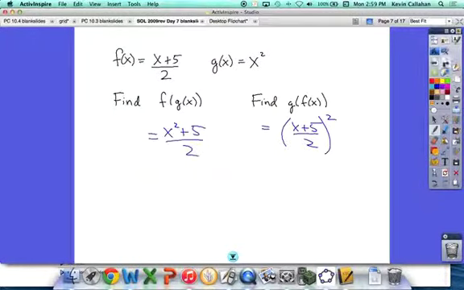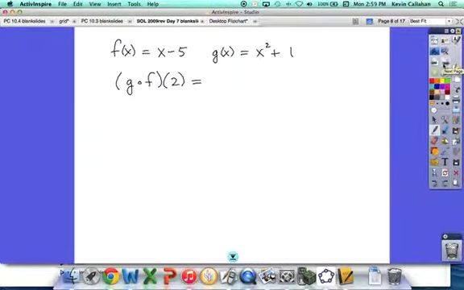Now, you might also get something like this, where it's actually not asking you for f of g of x or g of f of x, but they've got a number in place of the x. And that could actually be easier. G of f of 2, I would write like g of f of 2. And then, since I know what f of x equals, it shouldn't be a tough thing to just find f of 2. What is f of 2?